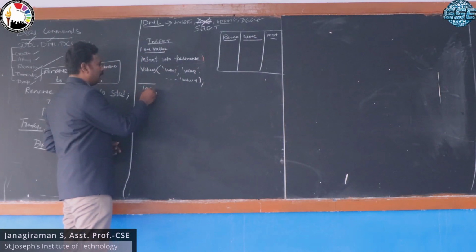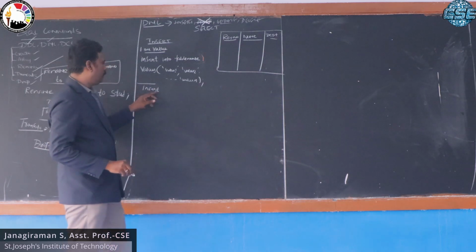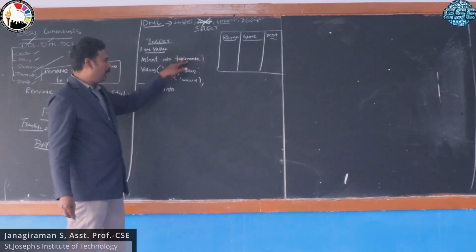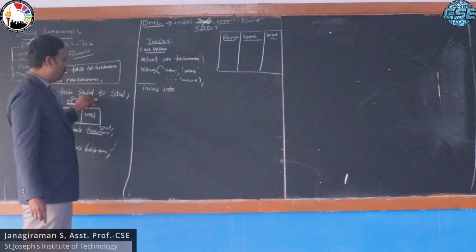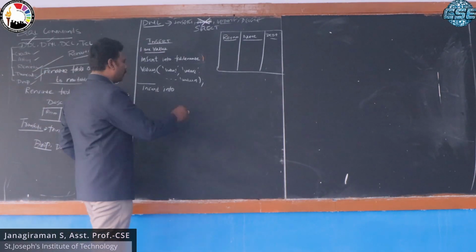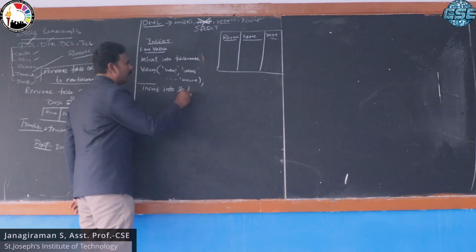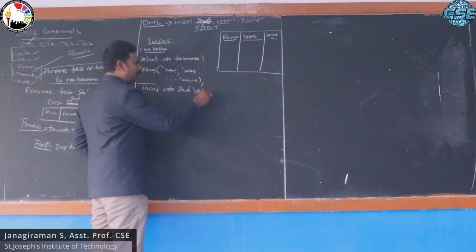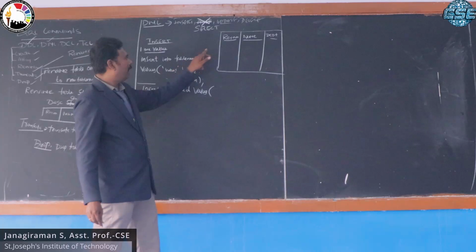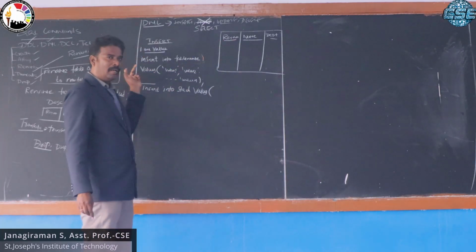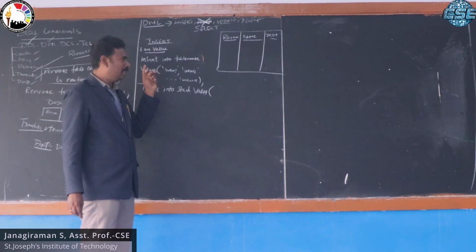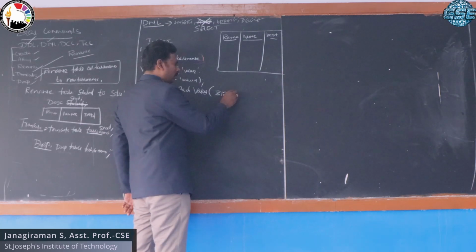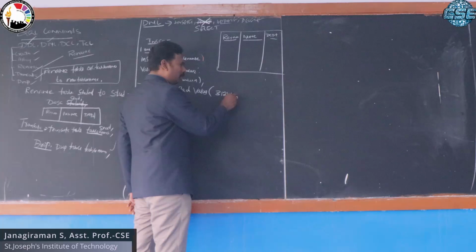Let me try to insert a single row into this particular table. The syntax remains the same: insert is a keyword, into is again a keyword, then table name. What is the name of the table? It's not student. I have changed the table name to STUD. STUD is the name of the table. Then values is a keyword. Then open bracket. What is value 1? For register number, I have stored it with the data type integer.